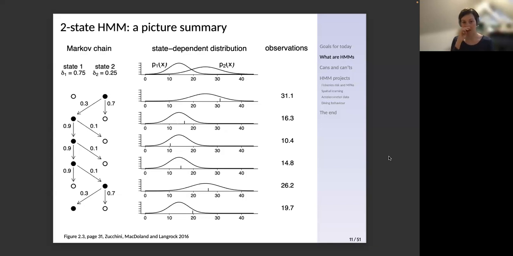If we start with the first observation, 31.1, you can see there's a little tick mark just above 30, and that falls quite squarely into that second distribution. It's very unlikely to have come from the first distribution because there's basically no mass there under the first distribution. It's gone to 0. And then moving back down, we've got an observation of 16.3, and that looks much more likely to have come from the first distribution, and it carries on that way. So this gives you an idea of what we're assuming is going on in the background of an HMM.